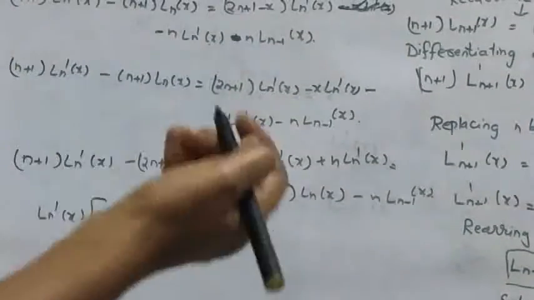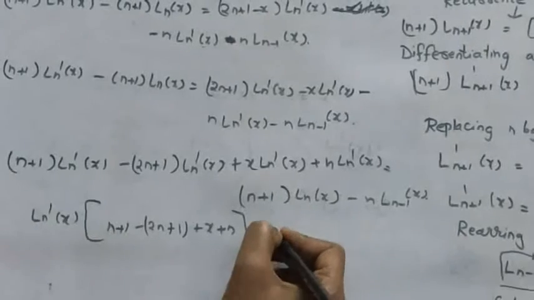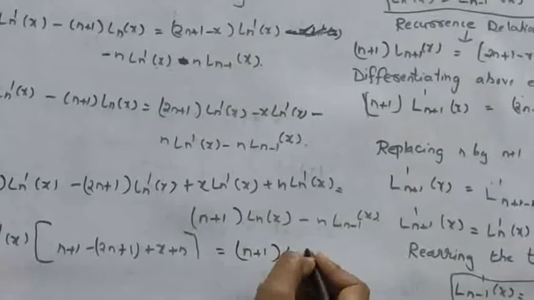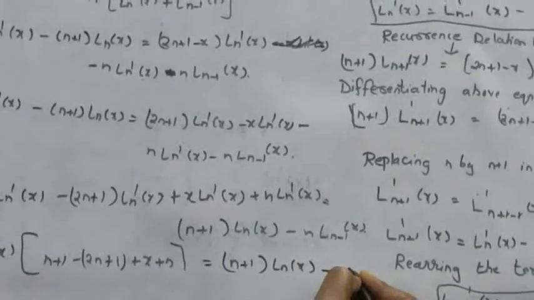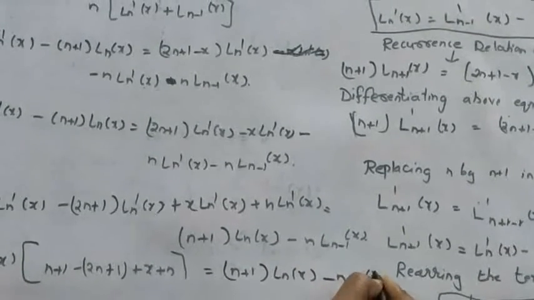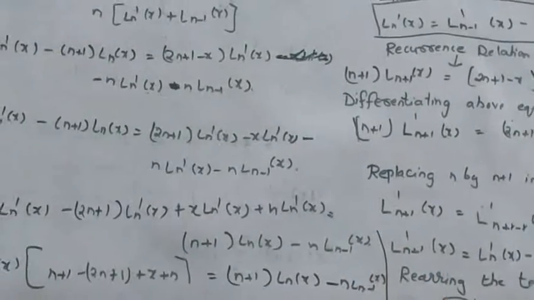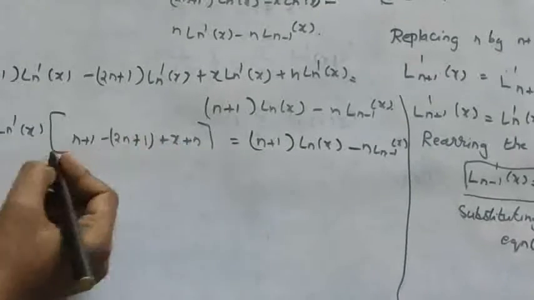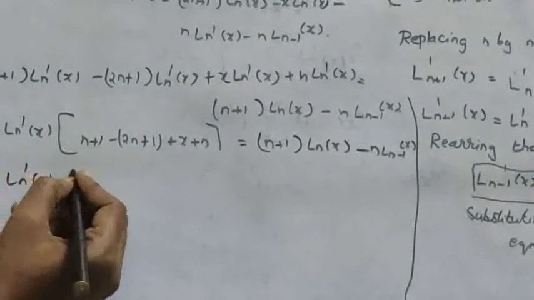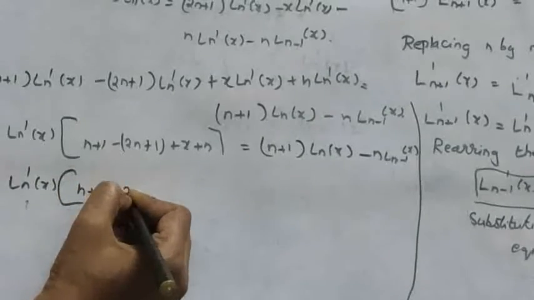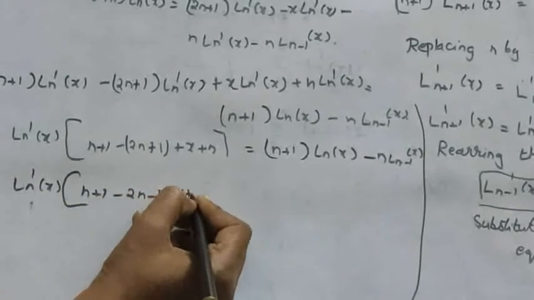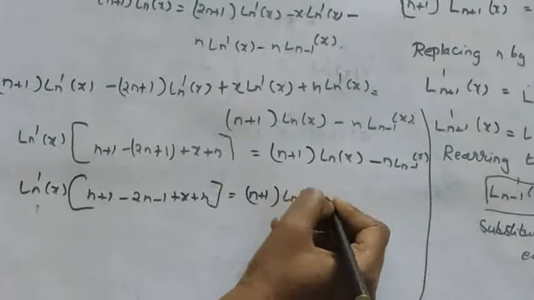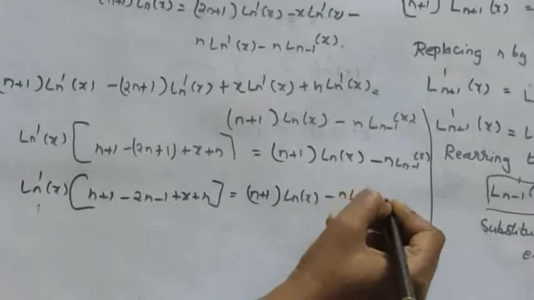Yes, as I have to, ln dash of x is common. Then the remaining terms in LHS, RHS is (n plus 1) into ln of x minus n l(n minus 1) of x. Okay. Now here 2n minus 2n gets cancelled and minus 1 here. Okay, I will write one more step. Ln dash of x n plus 1 like that only, minus 2n minus 1 plus x plus n is equal to (n plus 1) into ln of x minus n l(n minus 1) of x.